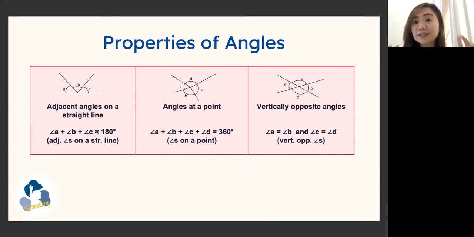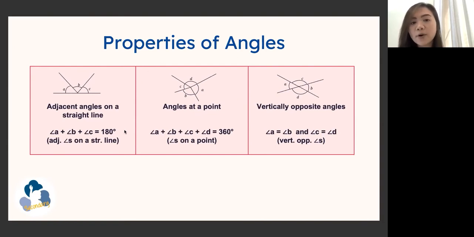We call those enclosed in brackets reasons. So all these three angles A, B, C add up to 180. They fall on the same straight line. We call them adjacent angles on a straight line. Adjacent means next to each other.